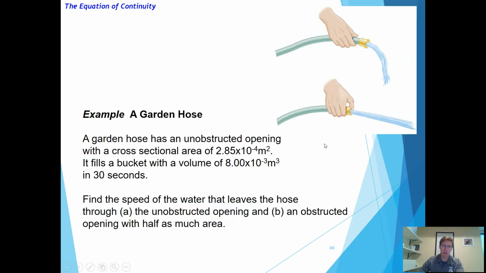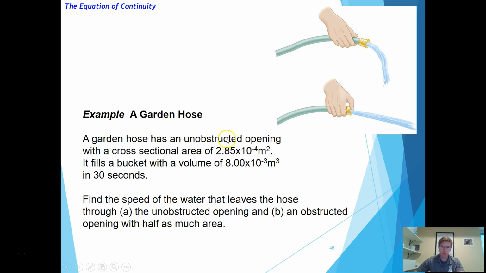So here's just a fun example for you. Say you're filling up a bucket with a hose, right? You're leaving it unobstructed and you're letting the bucket fill up, and it seems like it's taking forever. So you decide to cover the hose by putting your thumb over the top to make it shoot out faster. Okay? I've got a couple of questions for you about this.